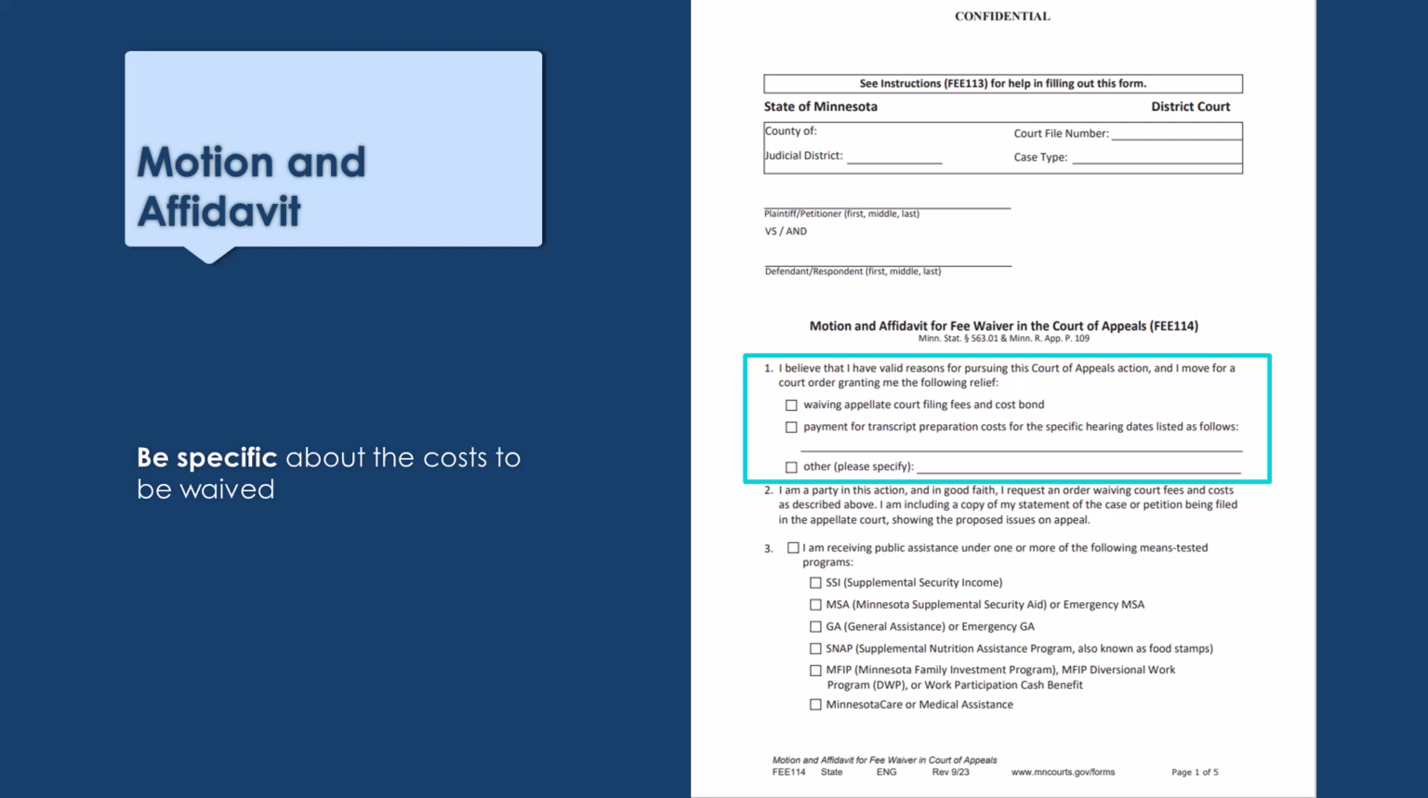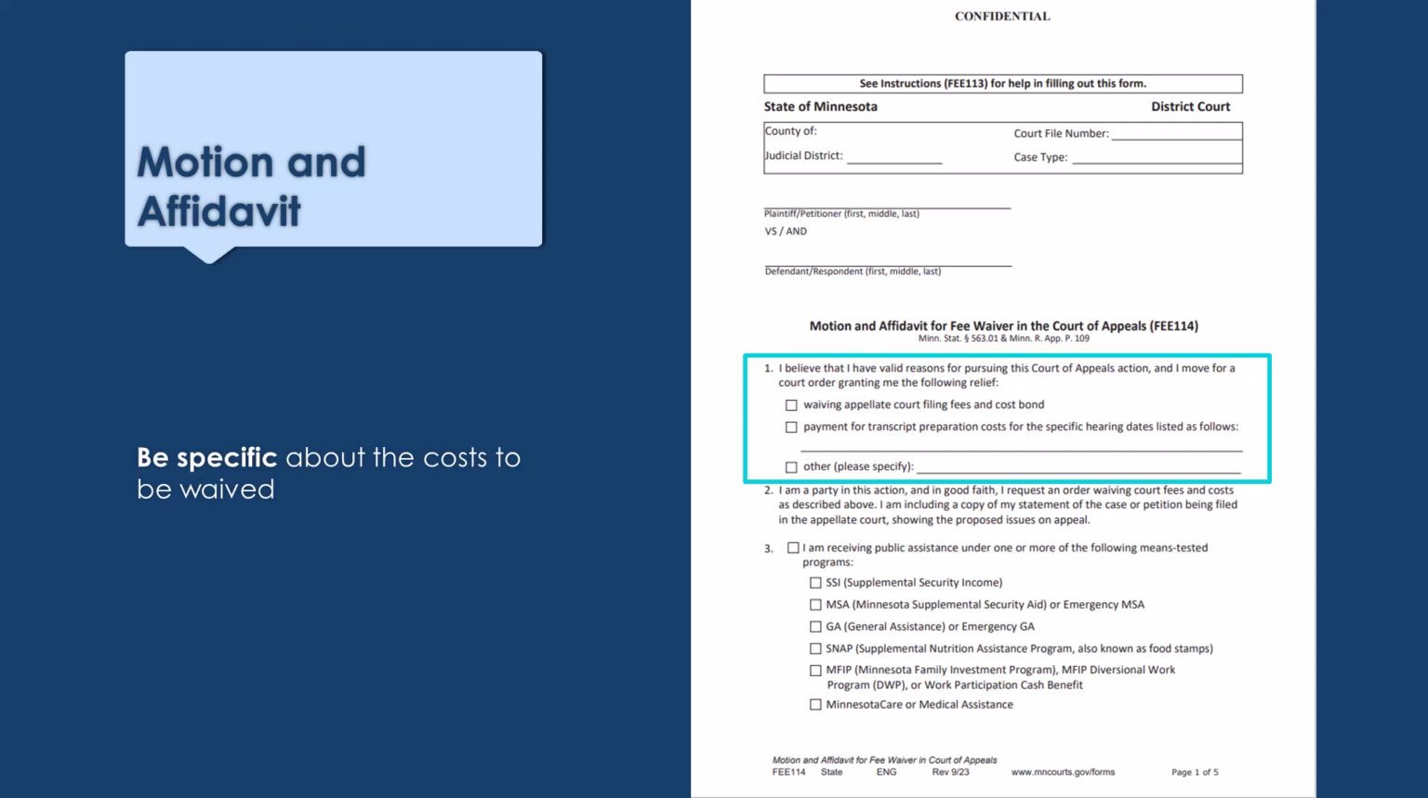Question 1 asks you to confirm that you have valid reasons for filing an appeal. It also asks you what fees you want the court to waive. Check the first box if you want the court to waive the $550 filing fee. Check the second box if you want the court to waive costs for preparing a transcript for your appeal.